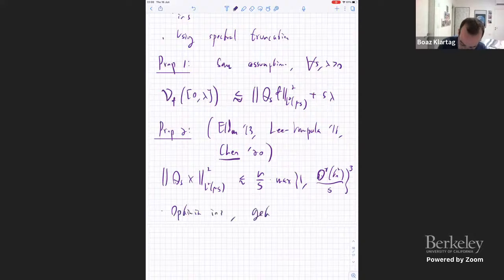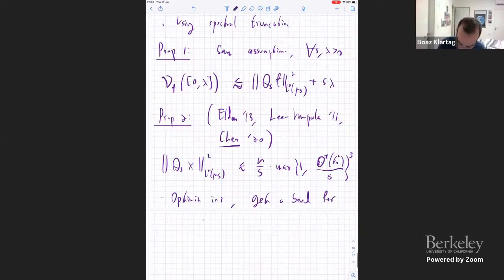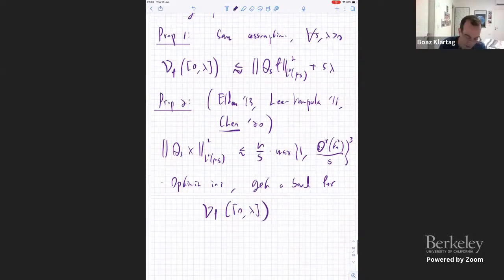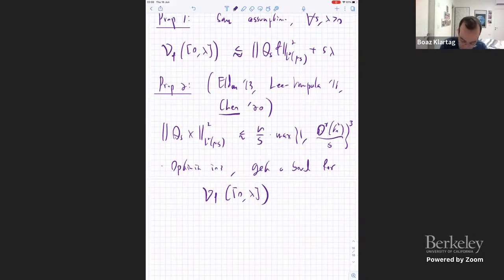You get a bound for nu_f of E lambda. So for any lambda, you optimize in s. You get the bound for this thing, and then comes the big pleasure. So to complete the proof, I just take really 1 more minute. Then you just argue as follows.